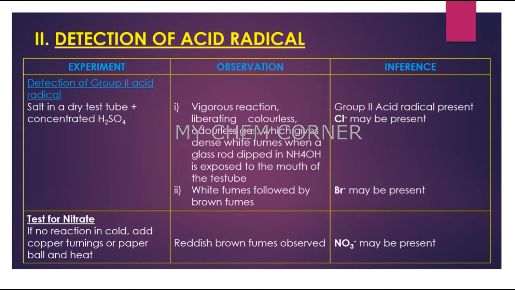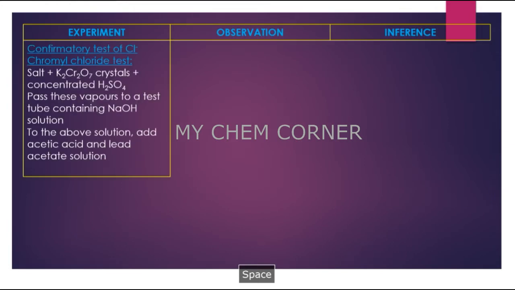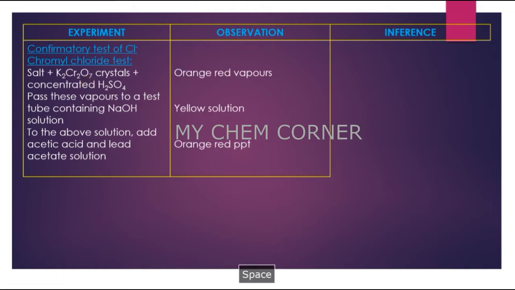Alright, so we will move to the confirmatory tests for individual radicals now. The first confirmatory test is for chloride. The test is named the chromyl chloride test. Now in this case, what are you doing? You take salt plus K2Cr2O7 crystals, which is potassium dichromate. It will be orange colored crystals. To that, when you add concentrated H2SO4, you will have orange red vapors coming out.